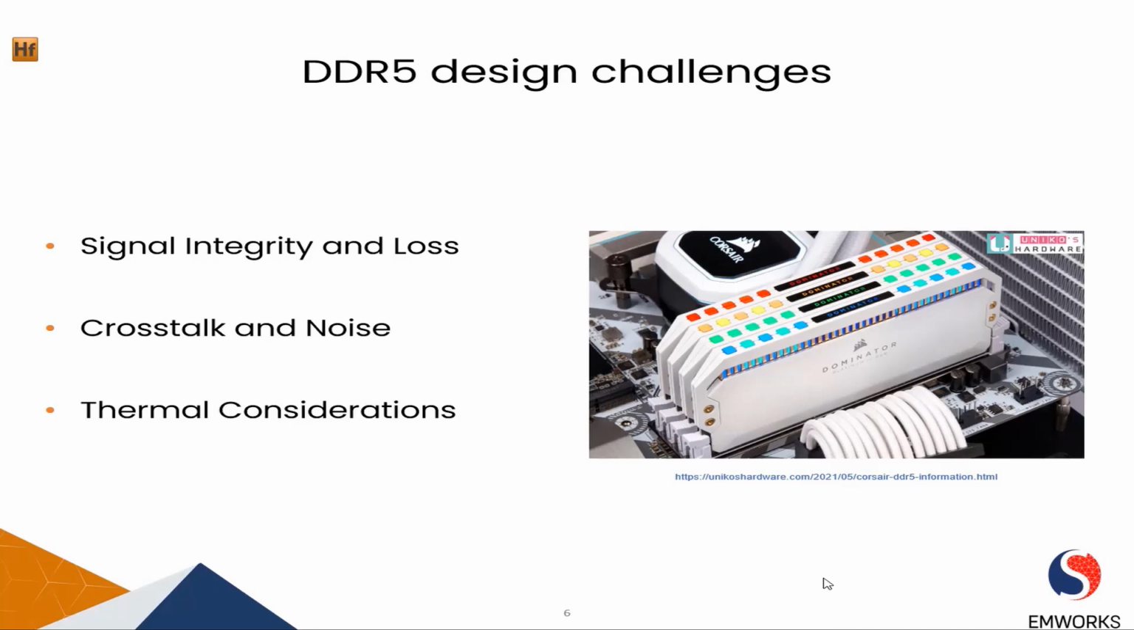Crosstalk and noise are other important parameters to consider. Higher frequencies and tighter routing on the PCB can lead to increased crosstalk between nearby traces. Crosstalk can result in signal interference and data errors. Effective design practices such as proper spacing between traces and differential signaling techniques are essential to mitigate crosstalk.